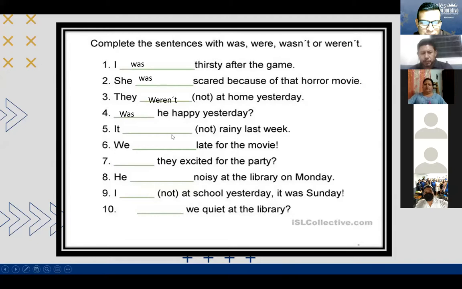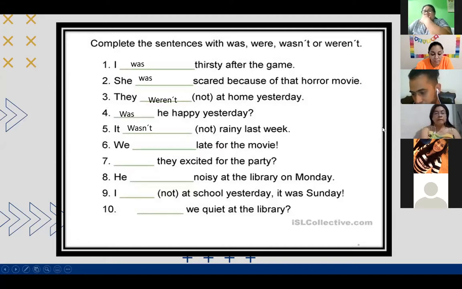Mr. Alexander, number five, in negative form. It was raining last week. Excellent. It wasn't raining last week. Excellent. Okay, and six. Let me see, number six. How about Miss Marisol Menjivar? We were late for the movie. Excellent. Miss Sonia, number seven, please.